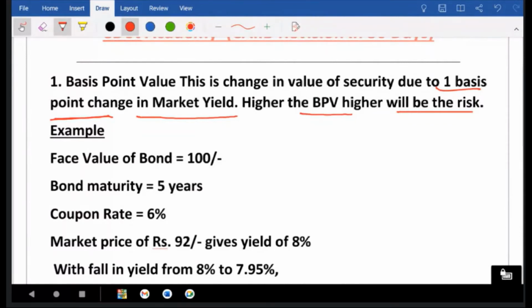I'll take an example here. Just see. Face value of bond 100 rupees. Bond maturity 5 years. Coupon rate 6%. Market price 92. So what is the yield? 8%, because 100 to 92. So 100 to 92, your yield is 8%. Now, with the yield falling from 8 to 7.95, what is the change here?